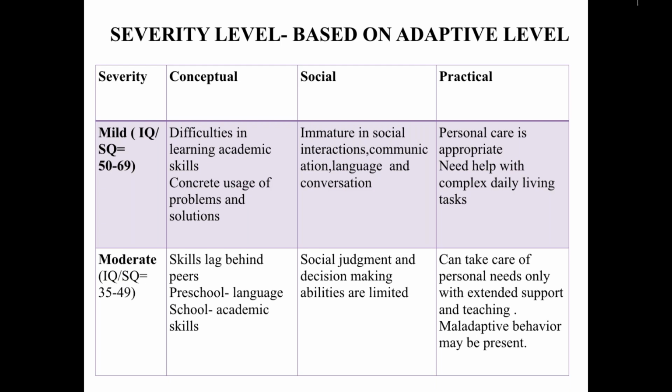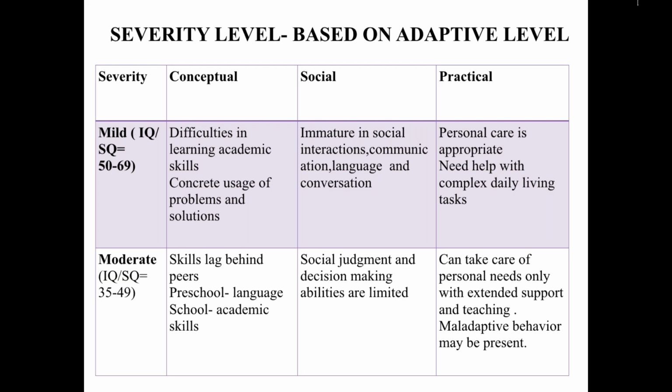So 2 SD, when I said initially that GDD is defined by the DQ being less than 2 SD below the normal. So 2 SD for any test which has an average of 100 would be 70. So any child whose IQ or DQ is less than 70 would be classified as having GDD or ID. So for mild GDD or ID, the lower limit is 50. So from 50 to 69 is mild GDD.